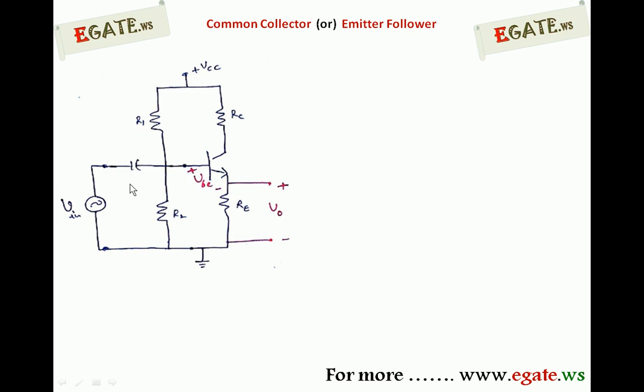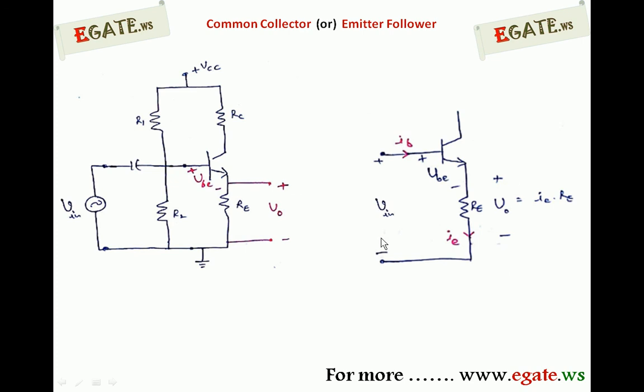Now we will see why it is called an emitter follower. Look at this diagram. This diagram is a part of this entire circuit. V input is directly connected across the base, and the voltage drop across base and emitter is indicated as VBE, and the voltage drop across RE is V0. V0 is the current flowing through RE times RE. Current flowing through RE is IE. The voltage drop across RE, IE times RE, is treated as V0. From this we conclude the common collector can act as an emitter follower.